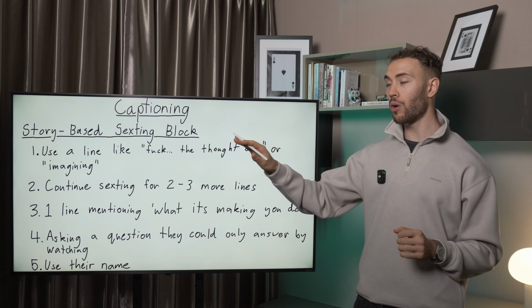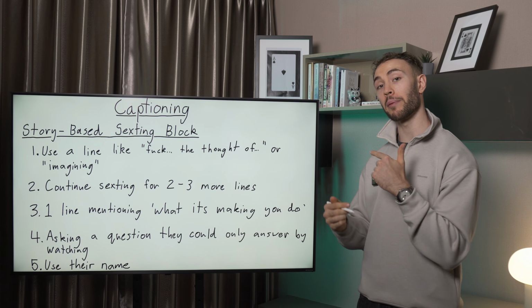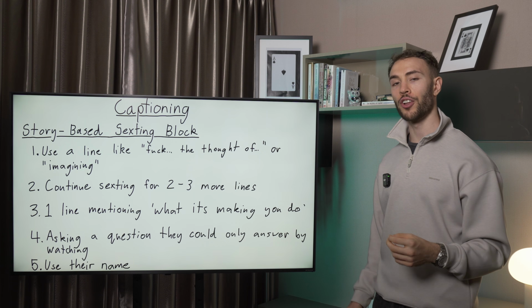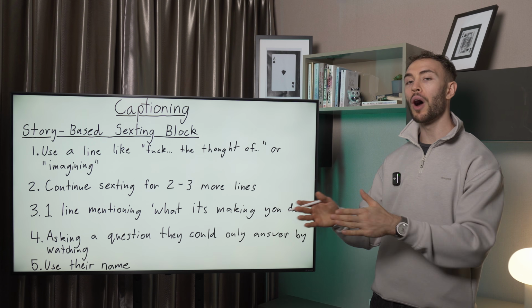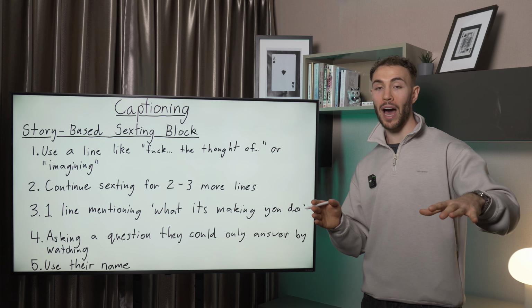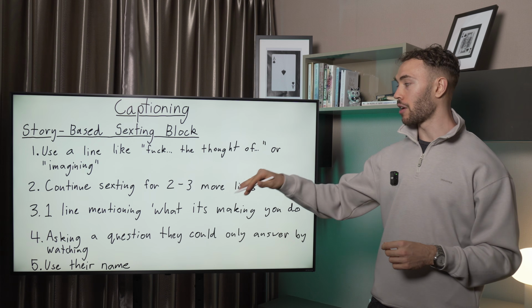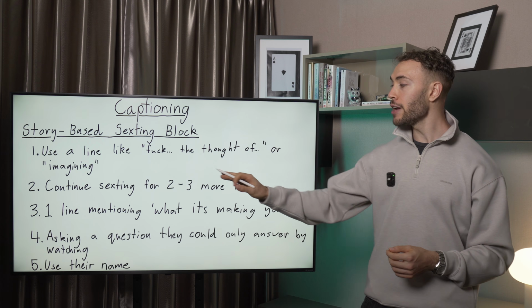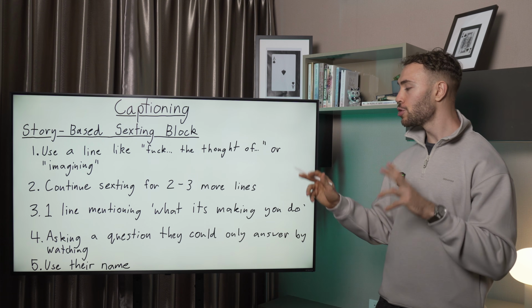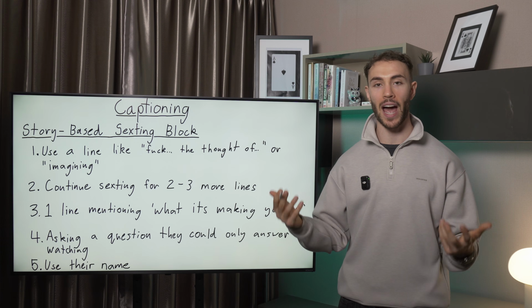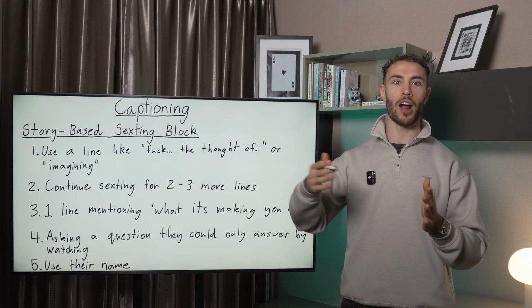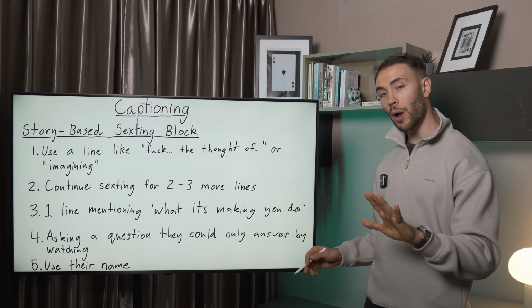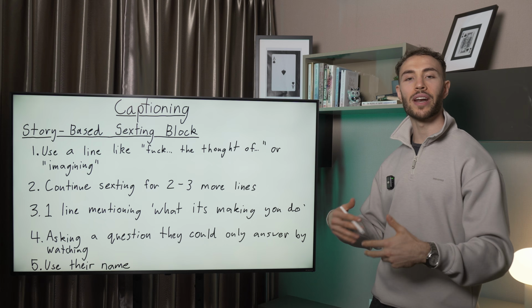If you use a story-based sexting block to build up to a pay-per-view, I would recommend using a caption like this. First, use a line that tells the subscriber you were imagining what you were just talking about in this piece of content. Fuck the thought of doing blah blah blah, or I was imagining doing blah blah blah. Then you just continue your sexting for 2 to 3 more lines talking about the fantasy. I was thinking about sitting right above your face. I was thinking about it going in. Whatever it is.